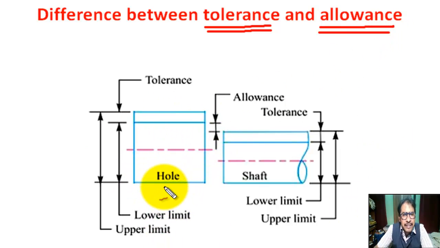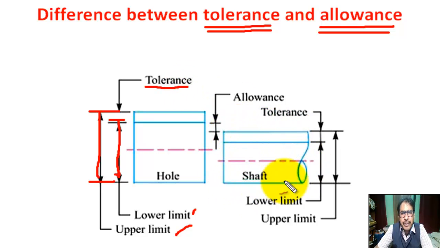In this figure, this is the hole. For the hole, this is the upper limit, and this is the lower limit. The difference between the upper limit of the hole and the lower limit of the hole is called tolerance.